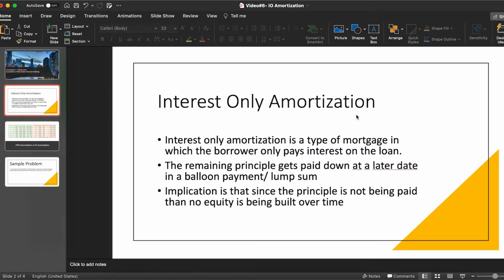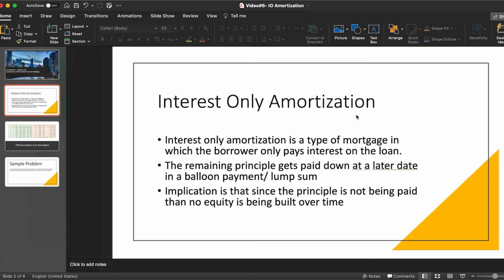So first things first, interest-only amortization. This is a type of mortgage in which a borrower takes out a loan and only pays interest on each period, and then the remaining principal gets paid down at a later date in what is known as a balloon payment or a lump sum payment.